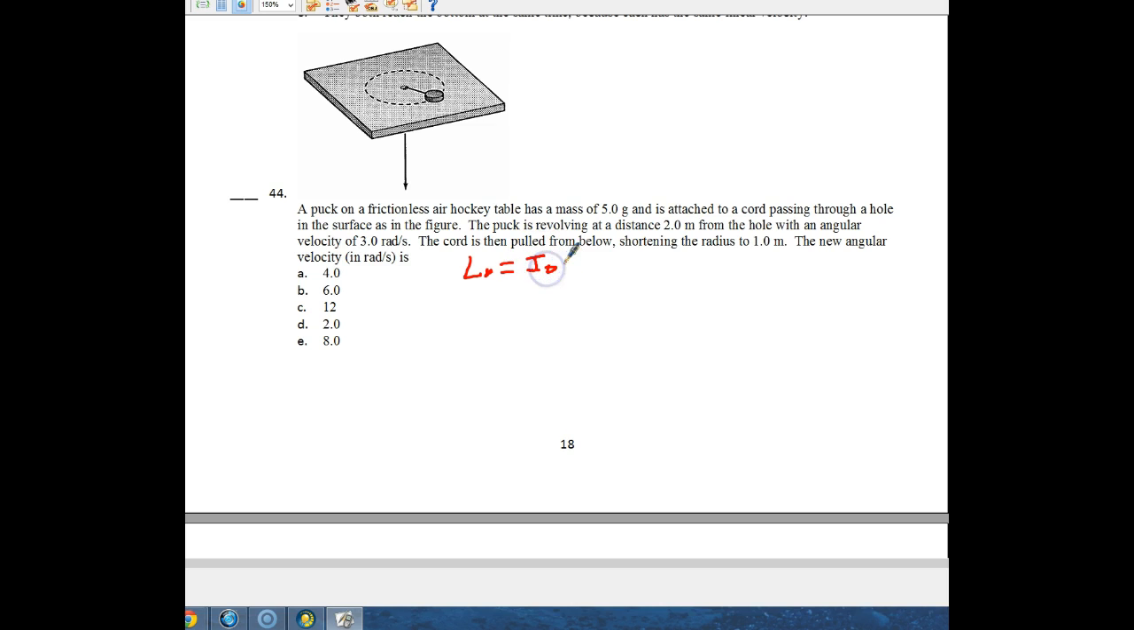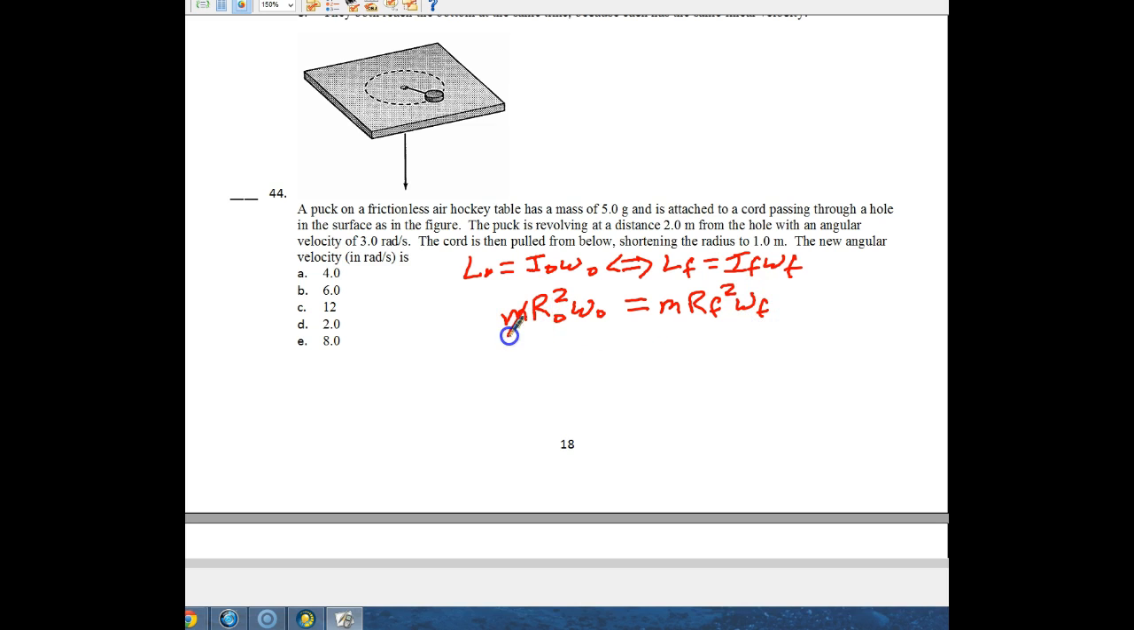and we know that the original angular momentum should be equal to the moment of inertia of the puck times its original angular velocity, and then the final should be equal to the final moment of inertia times the final angular velocity. We can set those two things equal to each other. And go ahead and put some numbers in. Because this is acting like a point mass, we know that the moment of inertia is m r squared times our original angular speed, and then we take m times r final squared times the angular speed final.